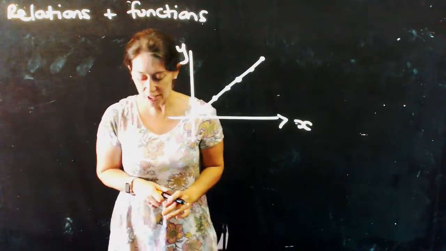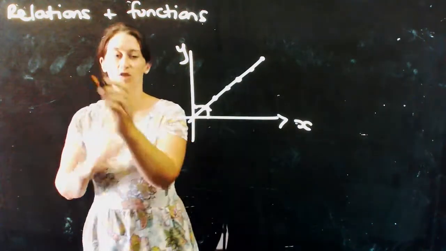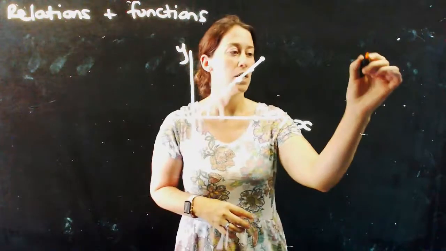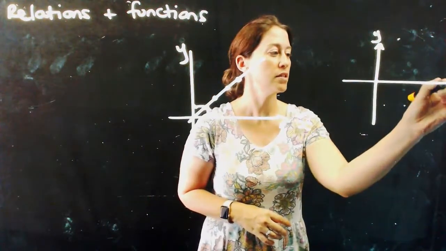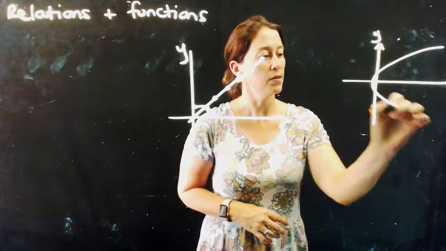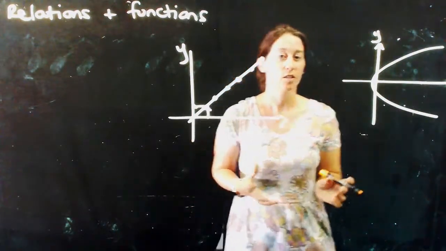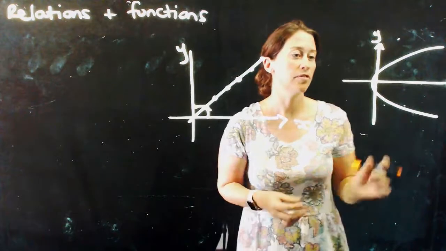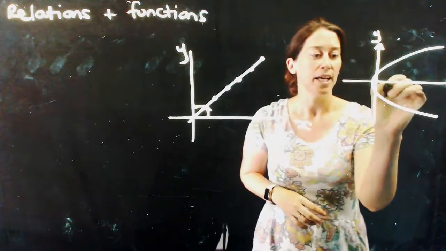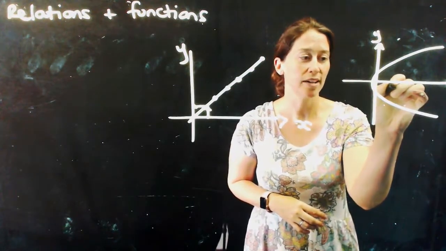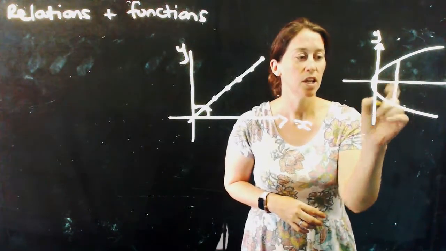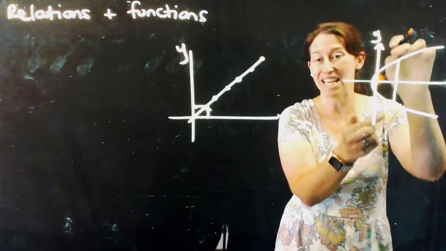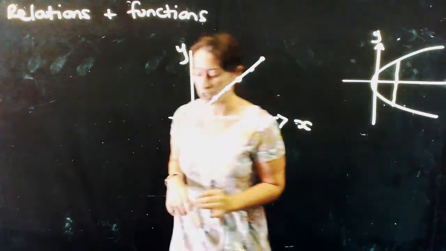The next type of relation is a one-to-many relation. So I'm going to draw an example of a one-to-many. There's the x and y axis, there's the y and there's the x. One-to-many, okay, so this is a kind of a root graph, a square root graph. What we've got here is for every one x coordinate, there are two y coordinates. So we call that one-to-many. So it's a one-to-many relation.